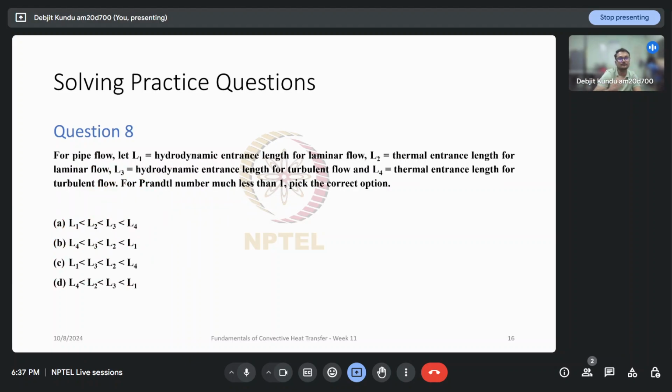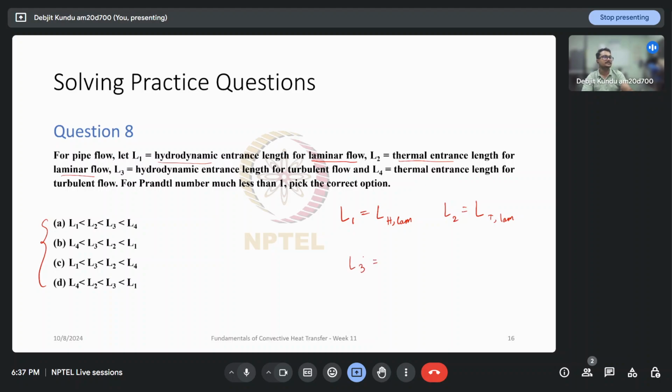Okay, so moving on to the last question of today's session, which is an interesting one. There are four lengths given, L1, L2, L3, L4. We have to arrange them in a proper order of their magnitudes. There are four options given below. And what do they mean? These are all entrance lengths of some sort. L1 is the hydrodynamic entrance length for laminar flow. L2 is the thermal entrance length for laminar flow. So I'll just write them in a better way. L1 is L hydrodynamic, I'll say H, and laminar, I'll write lam. L2 is the same thing, T for thermal, for laminar flow.